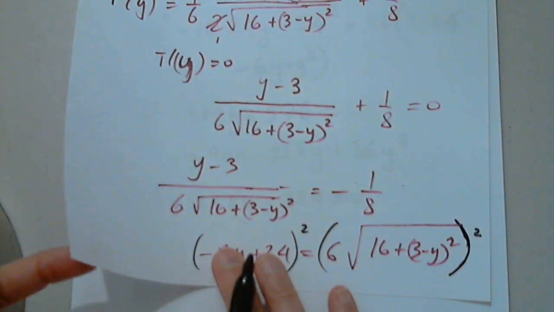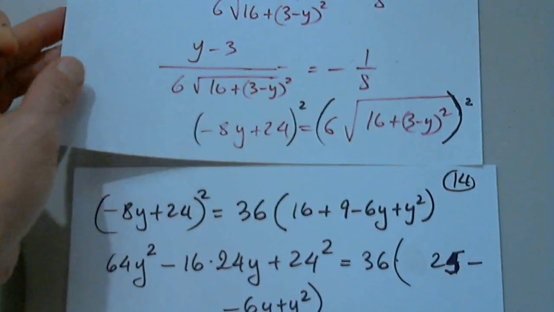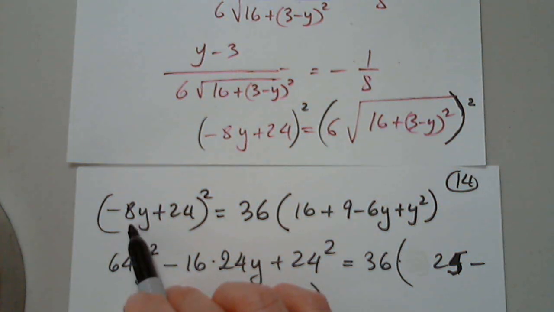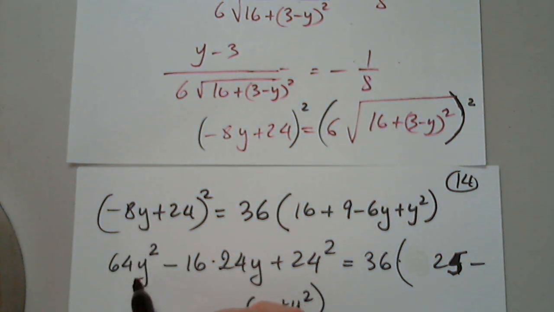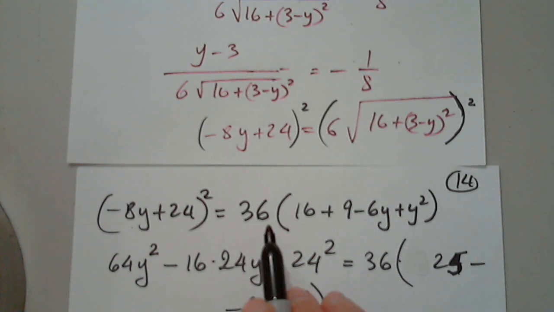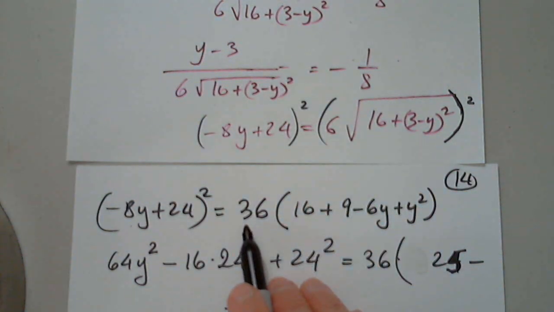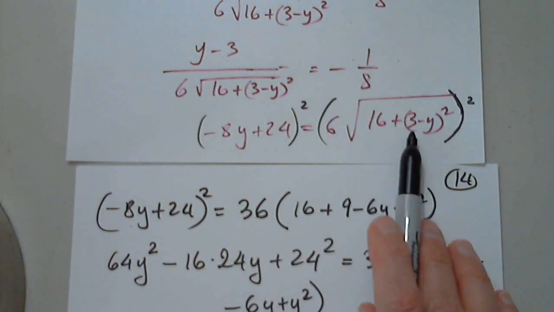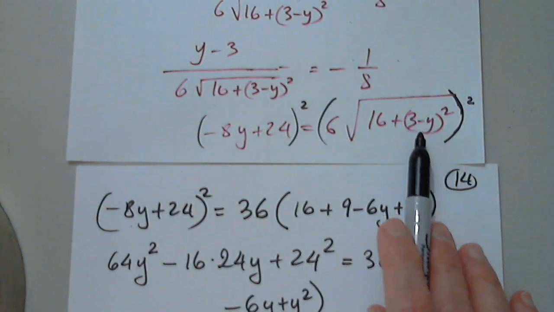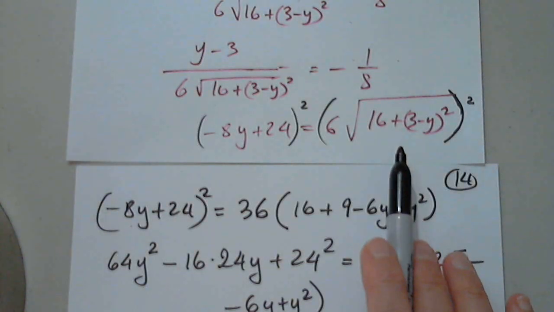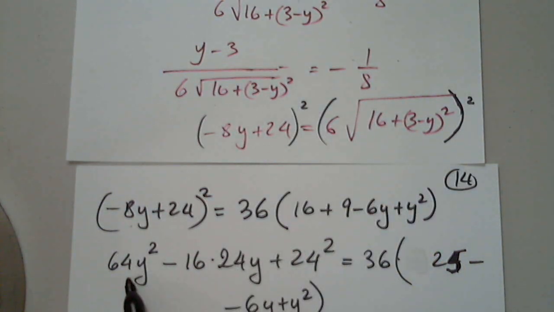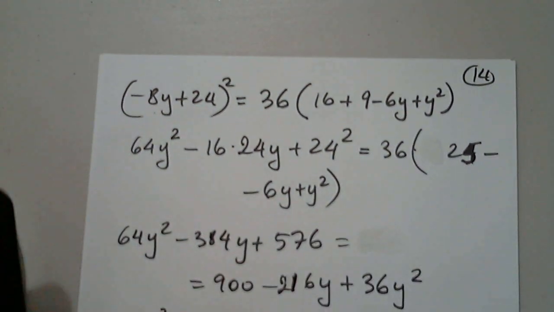Okay, so 8 times 8 is this, minus 16 times 24 times y, plus 24 squared. That's correct. This is 36 times 16, 9 minus 6y plus y squared. That's correct. Let me check all my numbers again. I don't see any error so far.